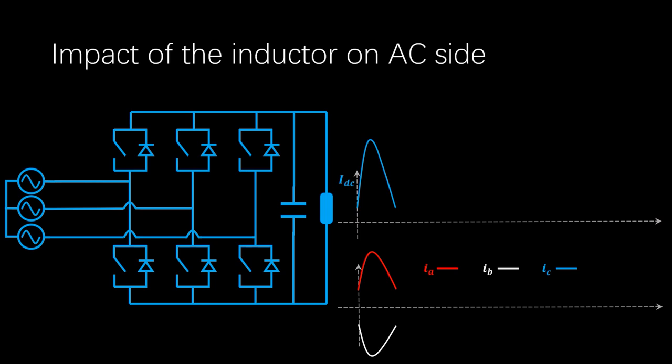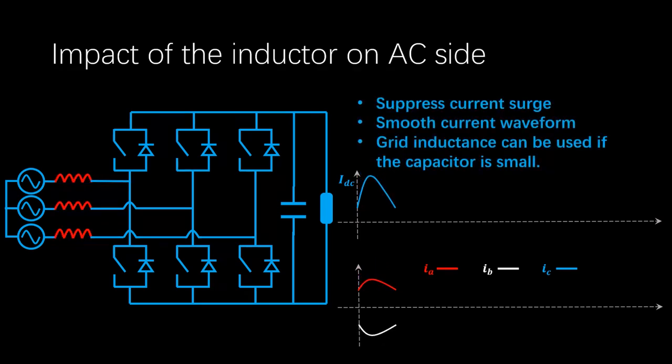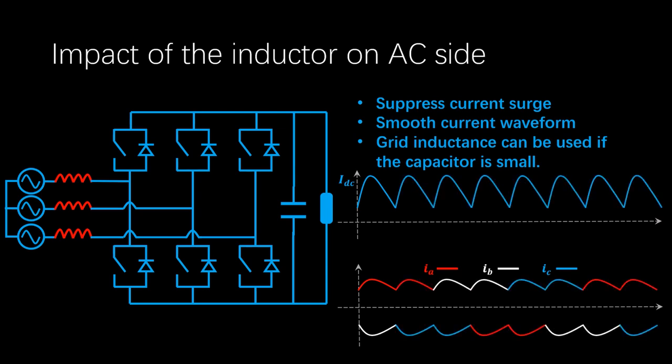When starting the rectifier with capacitive filtering, the initial capacitor voltage is 0. There will be a large current surge into the diodes, which may damage the converter. In order to suppress the surge, inductors are usually connected on the AC side. And this inductor can be used to suppress the current surge at the start. It can also be used to smooth the current waveform.